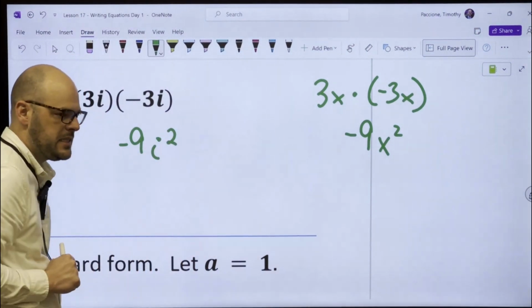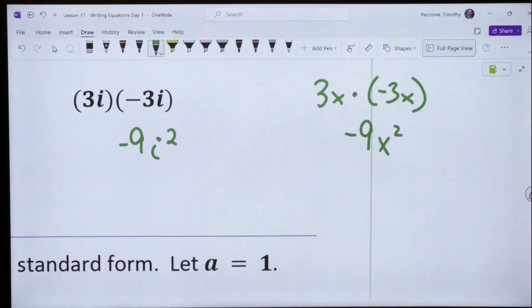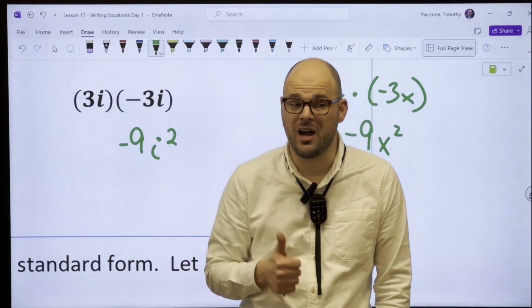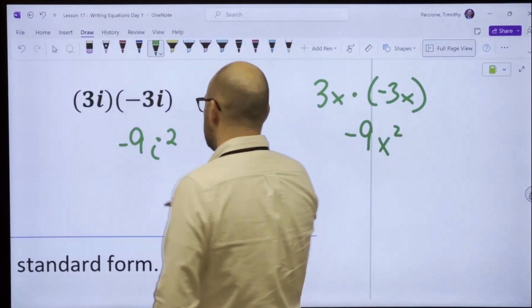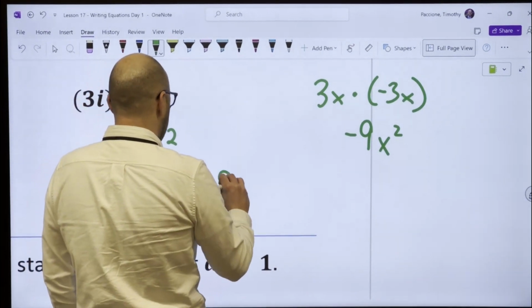Now the extra piece here is you need to know what i squared is. It's negative 1, right? That's something you just want to remember. i squared is negative 1. If I see i squared, I'm replacing it with a negative 1. So it's negative 9 times negative 1 equals 9.